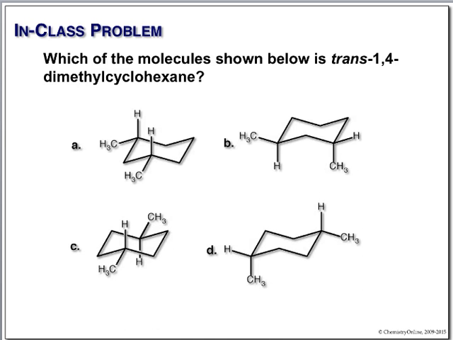Which of these is trans 1,4-dimethyl? Well, gee, those are 1,3, aren't they? So is that. This is 1,4, and they're both equatorial. This is 1,4, axial equatorial. So which of these two are trans? This one is equatorial. This one is equatorial. This one you can clearly see they are on the same side, so that is a cis, and that is trans.